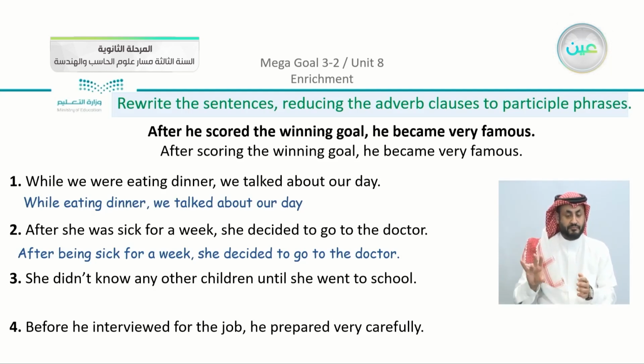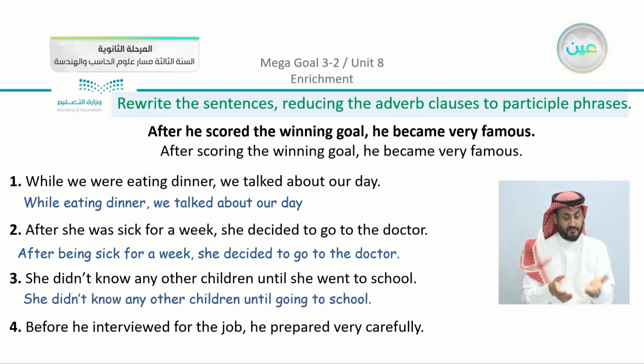Number 3, she didn't know any other children until she went to school. We have here, how do we change it? Now here you can see that there is negative. So we have here, she didn't know any other children until going to school. So she went actually is in the second part. We changed at the end, not like the first sentences.